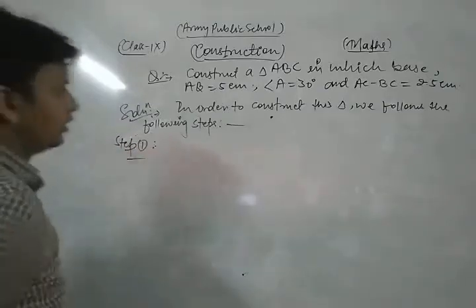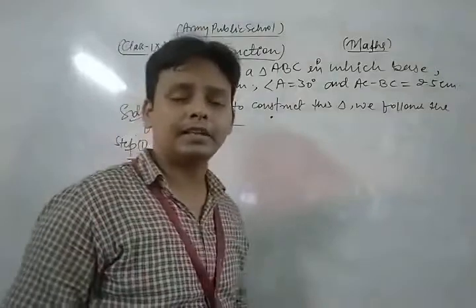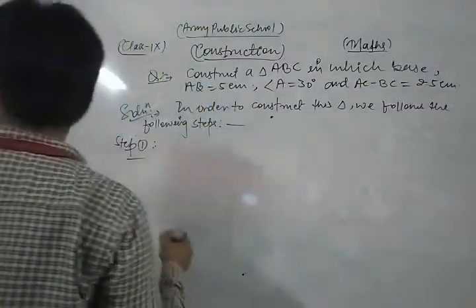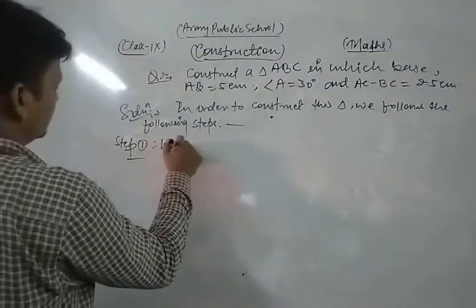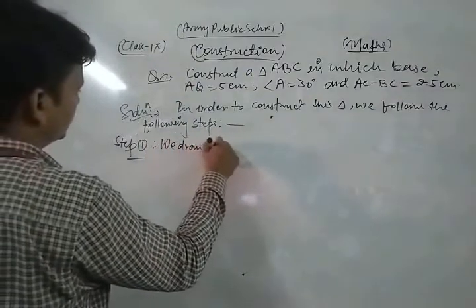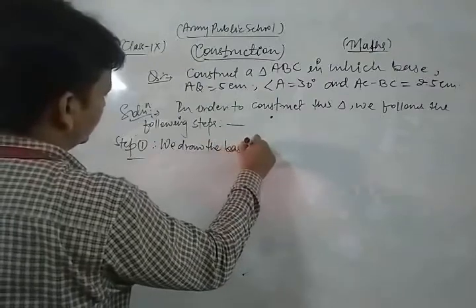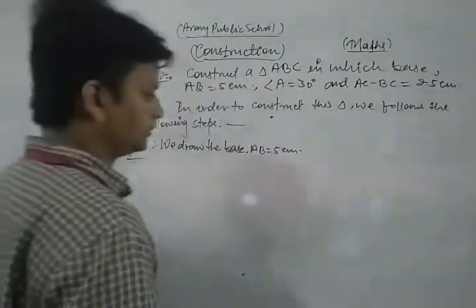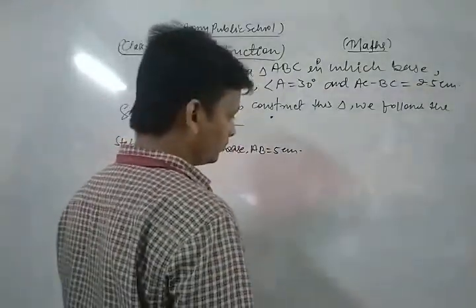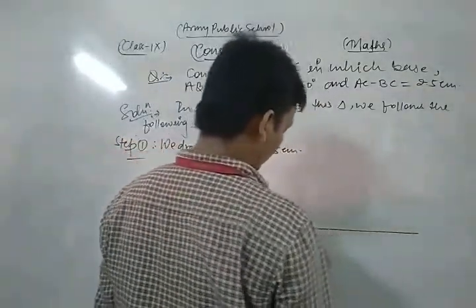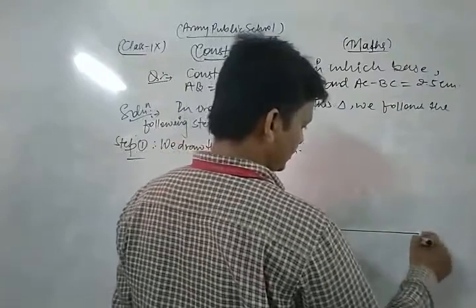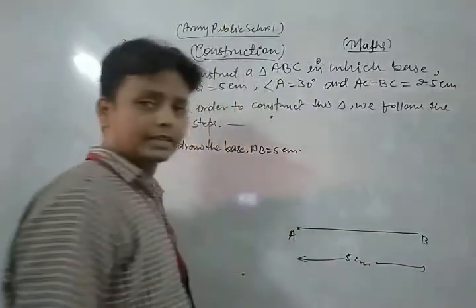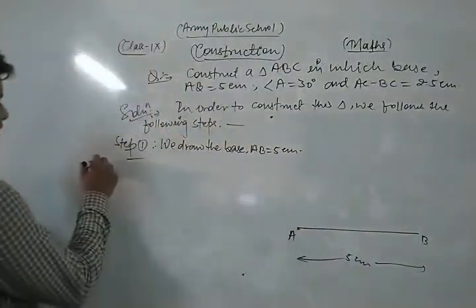Step first is what? First of all, we draw the base AB as 5 centimeter. Step first is, we draw the base AB equal to 5 centimeter.